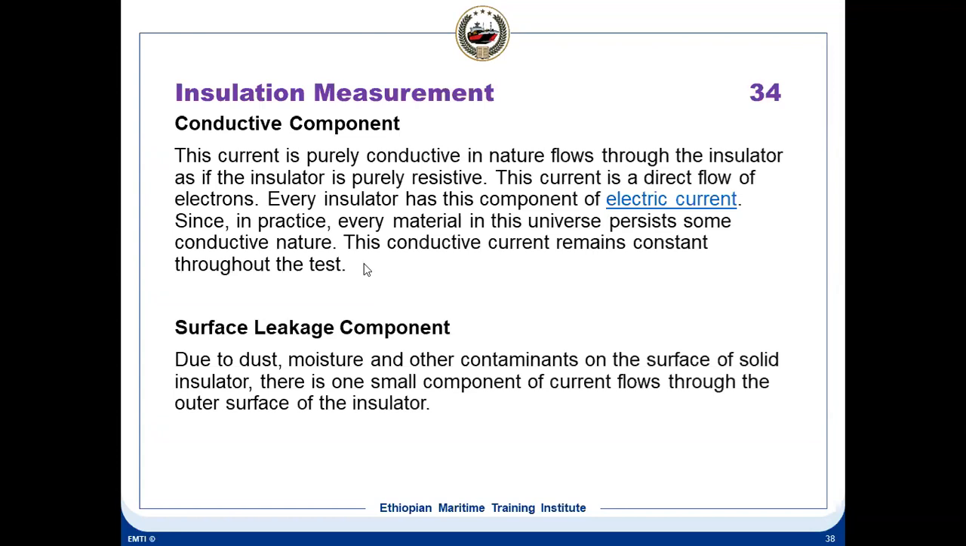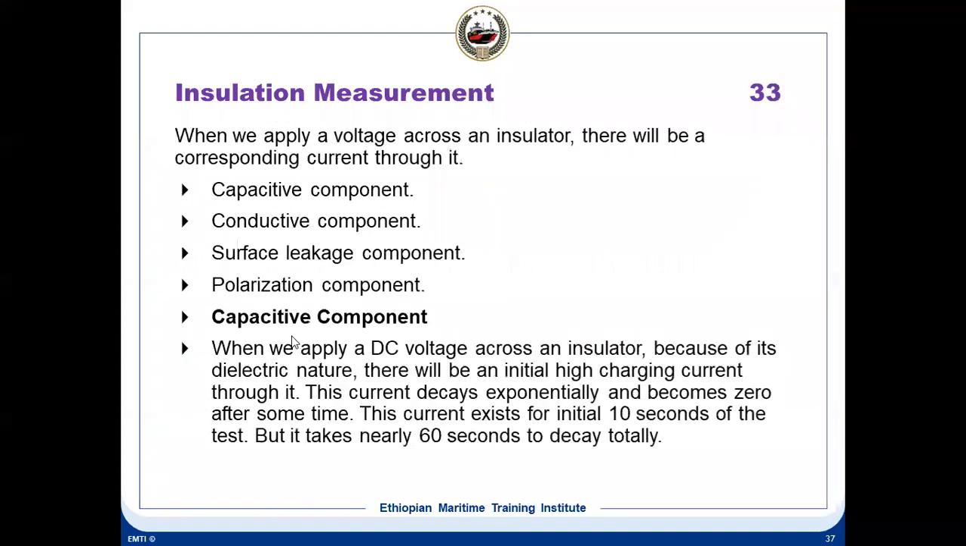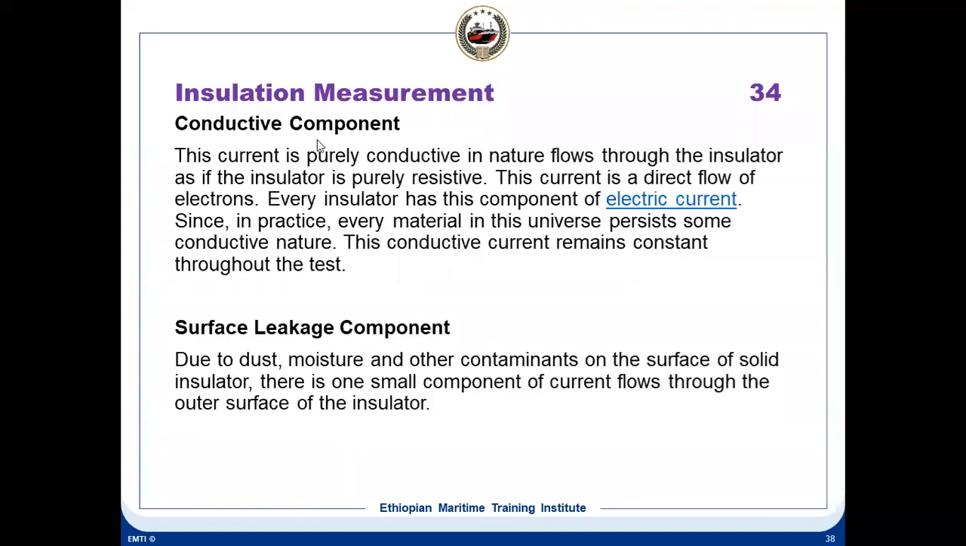The other one is called the surface leakage current. Surface leakage current means it flows on top of the insulation, due to dust and moisture, or because there is too much moisture on the insulation, or too much paint, or it is too old. This is also a leakage current, the surface leakage current. You cannot do anything about this. But capacitive current, if you wait 60 seconds, will decay, so that is okay. Conductive current is a normal current which is flowing, and that is also okay. For the surface leakage current, you can only clean the insulation and recheck again.